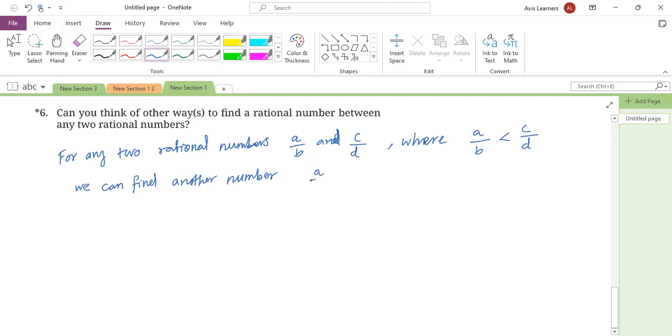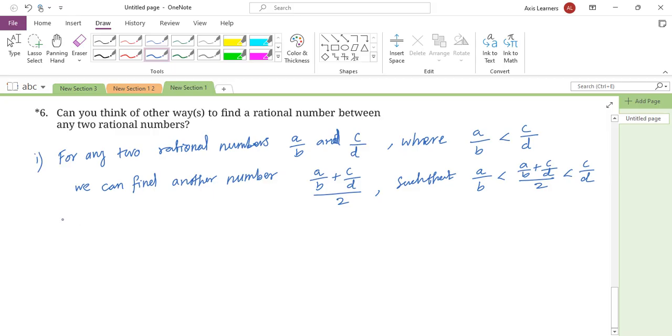the average of these two, A by B plus C by D divided by 2. See, here we are finding the average. Average means mean, so definitely it should lie between these 2 numbers, right? So we can write that condition, A by B is less than A by B plus C by D divided by 2 is less than C by D. Okay, so this is the first method. Got it? So we have 2 numbers and we can find some more numbers by using this method.